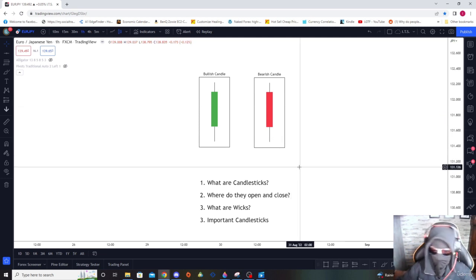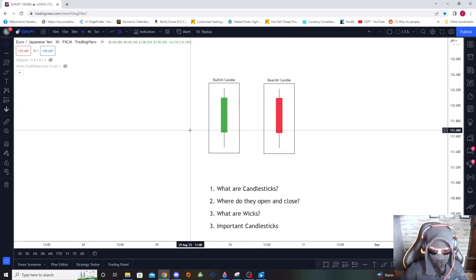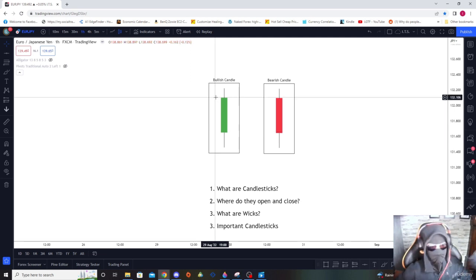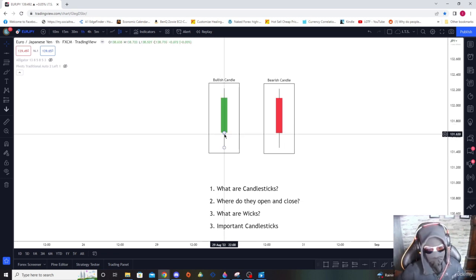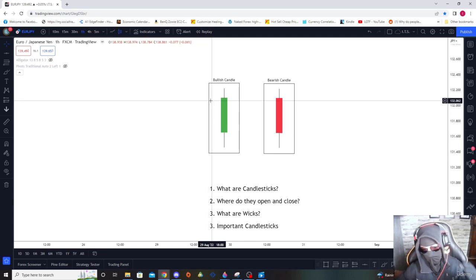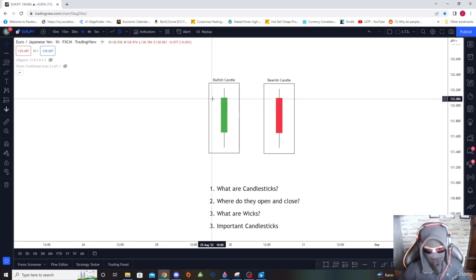So where do these candles open and close? Well, a bullish candle means price is moving up in that hour. We have the open of the candle at the bottom, this bottom line here, that's where the candle opened. So when the new hour came, say when 2 o'clock happened, this is where the candle would open, and when it turns to 3 o'clock, this is when the candle will close.